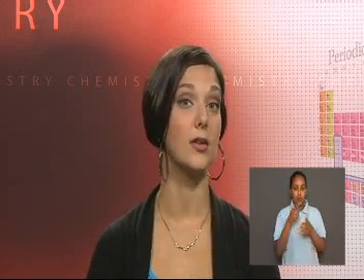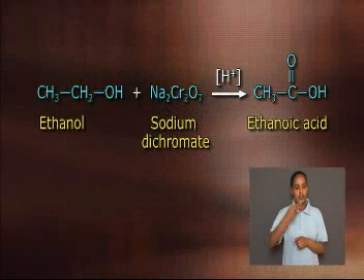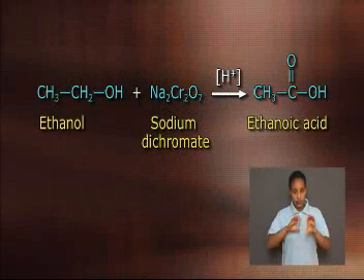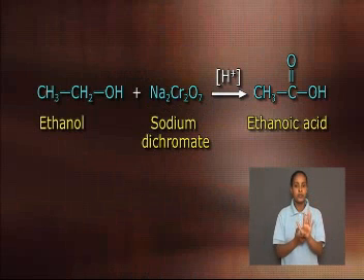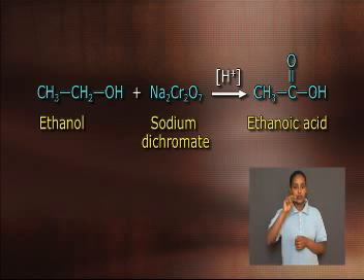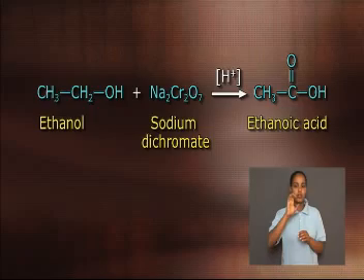The color of the solution in the flask will remain the same throughout the experiment. However, as we said, the smell of the product, which is the distilled liquid, is different from the smell of ethanol. The chemical equation for this reaction looks like this. The role of sodium dichromate in this reaction is to oxidize ethanol to ethanoic acid.